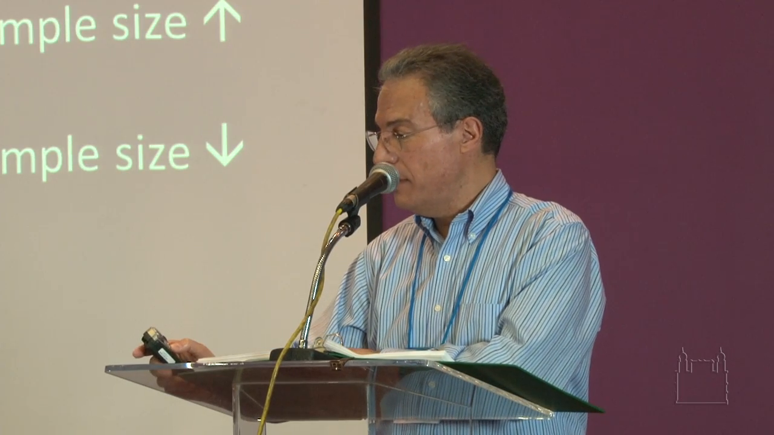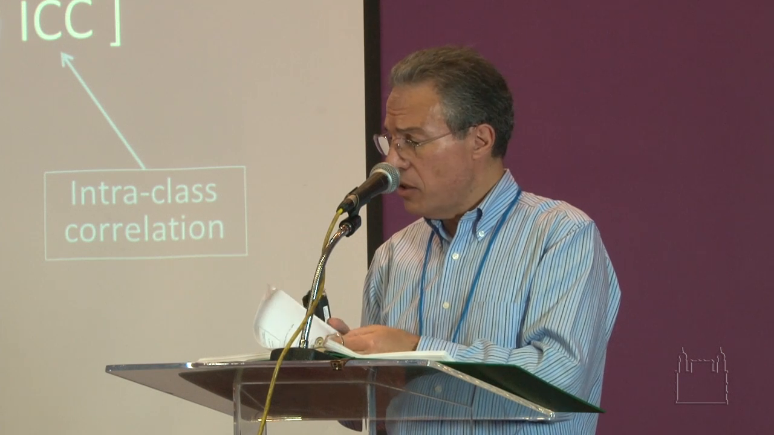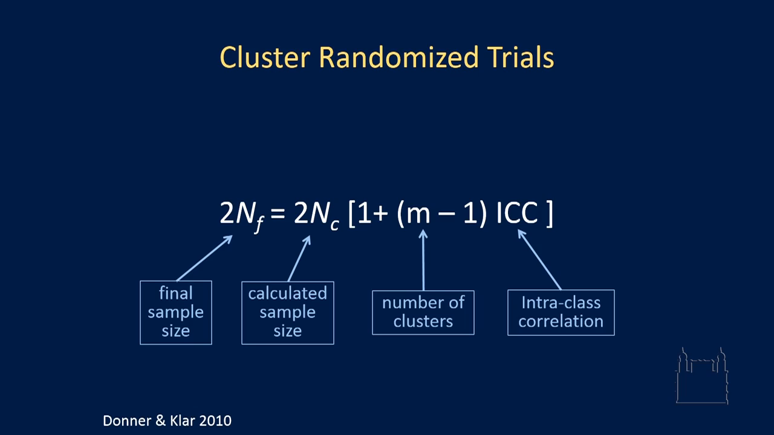It's hard to understand. And then there is also a formula that basically shows how to adjust for the correlation. And this is the formula. You can see the M is the number of clusters, assuming you have decided how many clusters. The ICC is the intraclass correlation. The NC is the calculated sample size, from the formula. And then this big factor is greater than 1 as soon as the ICC is greater than 0. If it is 0, then it's the same. And NF is the final sample size.